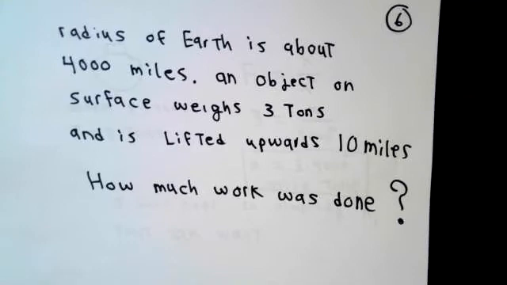The radius of the Earth is about 4,000 miles. Imagine you've got a surface object and it weighs 3 tons on the surface of the Earth. We're going to lift it upwards 10 miles. We want to figure out how much work was done.